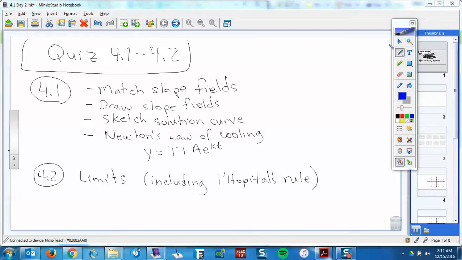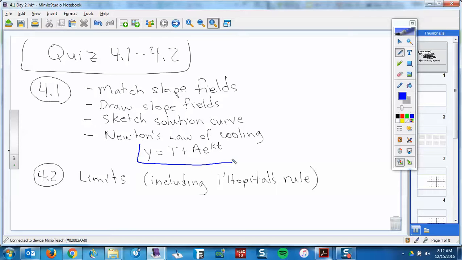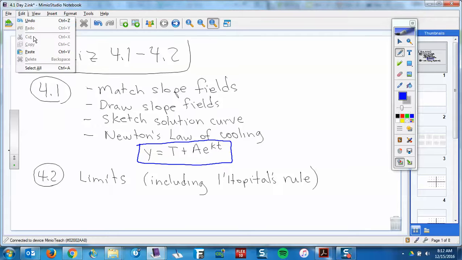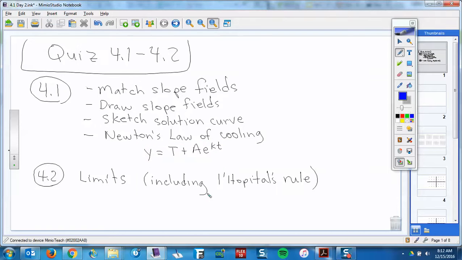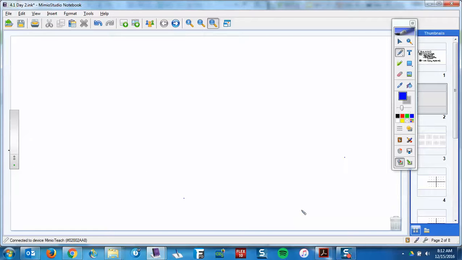Because we probably won't do much of that between now and the quiz next Wednesday, other than on Tuesday, we'll do some review problems. You'll get a chance to work that again. But Newton's law of cooling is pretty straightforward. You're just plugging numbers into this equation. You just got to make sure you know this equation. All right, and then we're going to get into limits starting tomorrow, and we're going to be working on that. Okay, so let's talk about the first few problems, 3, 4, 5, 6.